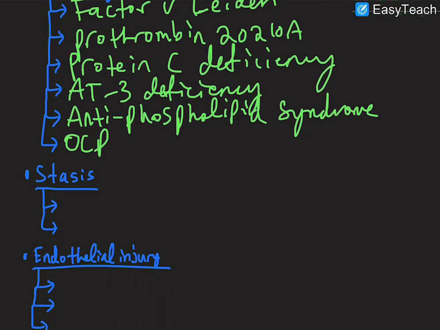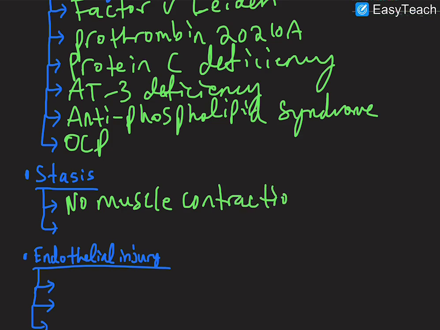So let's talk about stasis, the second part of Virchow's triad. So stasis is basically what it says. So you have prolonged immobilization. Okay, so no muscle contraction for a prolonged time, so for an increased amount of time.